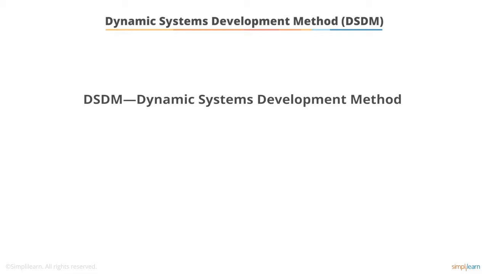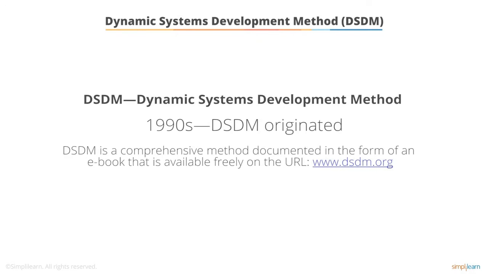DSDM stands for Dynamic Systems Development Method. It was developed in the 1990s and is a comprehensive method documented in the form of an ebook that is available freely at the URL below. DSDM links well with conventional project management techniques like Prince2, making it quite popular in the UK.